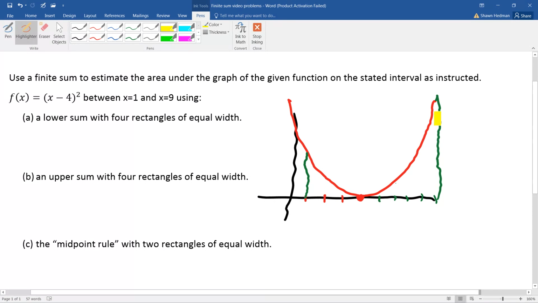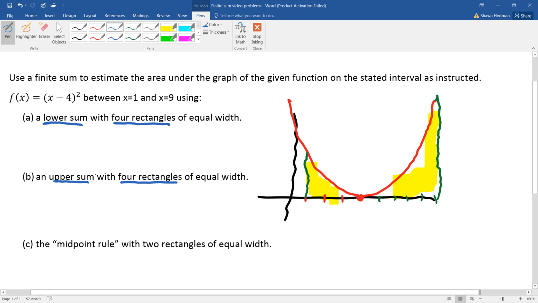It looks like it's in two different parts, this region, but that's because it hits 0 in the middle, at x = 4. So we want to find the area of this non-rectangular region, but we're going to approximate it using rectangles. For the first two methods, we're going to use 4 rectangles. First, a lower sum with 4 rectangles. Then an upper sum with 4 rectangles. And the third way is the midpoint rule with 2 rectangles.